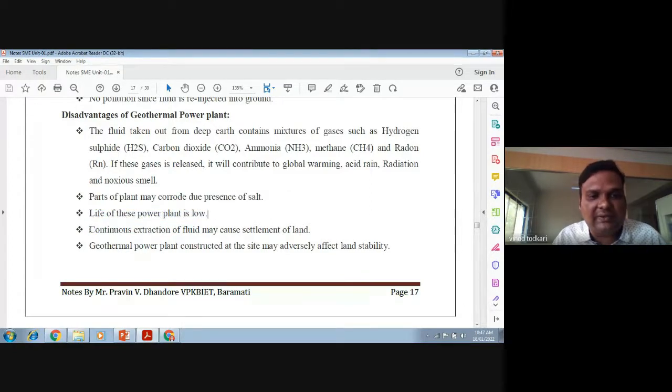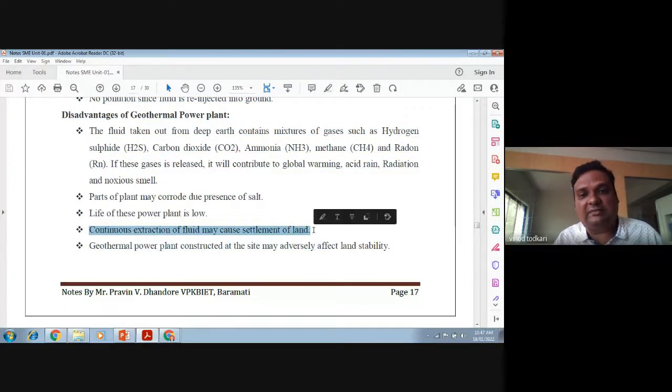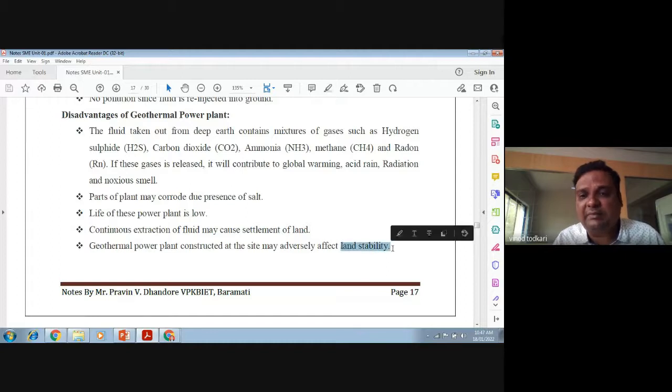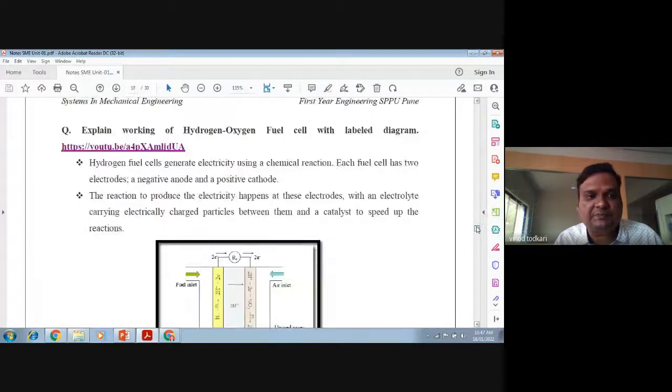Continuous extraction of fluid may cause settlement of land. If you continuously pump steam, it may cause settlement of the land. Then a geothermal power plant constructed at a site may adversely affect land stability. There can be chances of landsliding and other things. So land stability is also one of the issues.